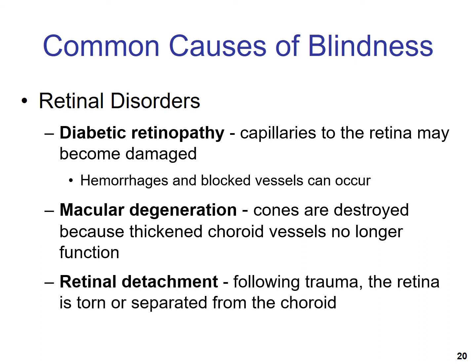Okay, in retinal detachment, following some sort of physical trauma, the retina gets torn or separated from the choroid. And one of the reasons why I really wish you could have done an eyeball dissection is because you'd be able to see how easily the retina comes away from the layers that are below it. So this is something that can happen due to outside trauma. You'll hear of boxers and football players and professional wrestlers, people who are in high impact sports or professions, they can actually get their retinas detached.